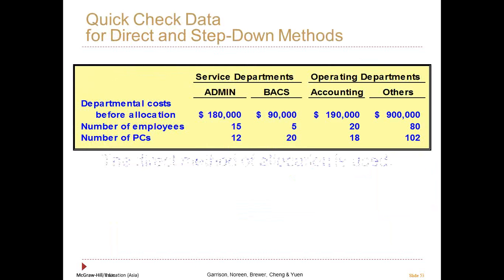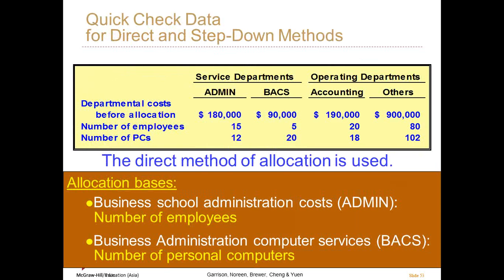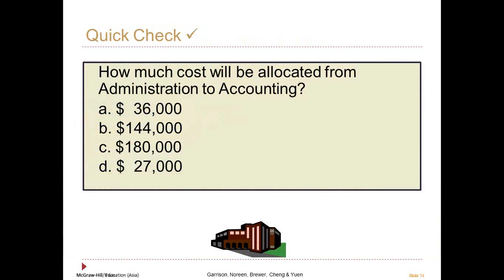So here you see the information for a series of questions. The first cost allocation questions use the direct method. You probably want to use this screen as you work through the following questions. Okay. How much cost will be allocated from administration to accounting?